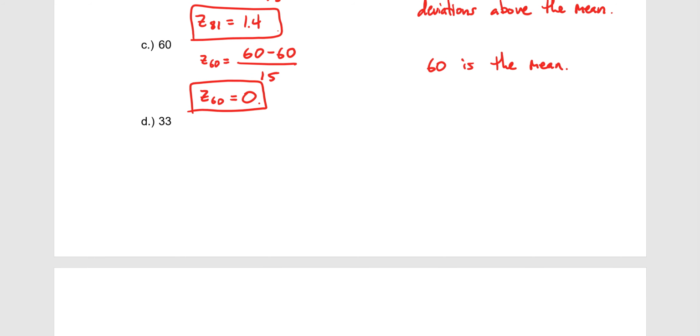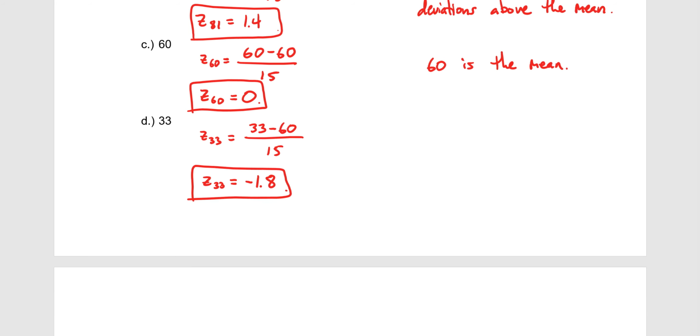And the last one here, we have 33, so a z-score of 33. Data entry minus the mean over standard deviation. We plug this in, and we get negative 1.8. And since it's negative, that means 33 is 1.8 standard deviations below the mean. So it's below the mean, less than the mean, because it's negative.